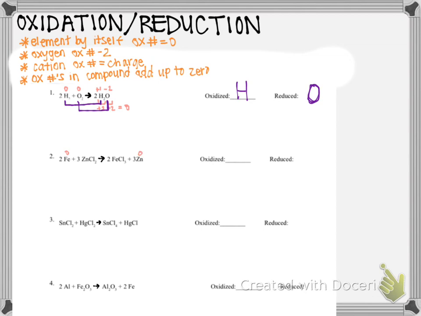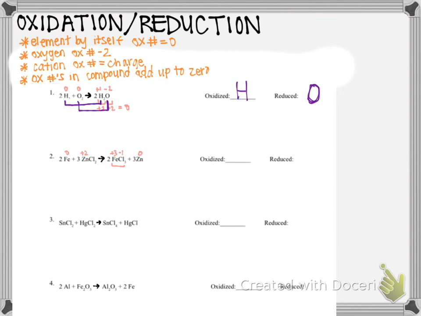Any oxygen is -2, and we don't have any oxygens. Next, go to your metals, or your cations. They're always their charge, so zinc is part of the 3-2-1 rule, so zinc is +2. And iron, Fe, we don't know the charge of it, but because it's combined with 3 chlorines, and we know chlorine is a -1, iron would have to be +3. Also, that means each chlorine is -1.